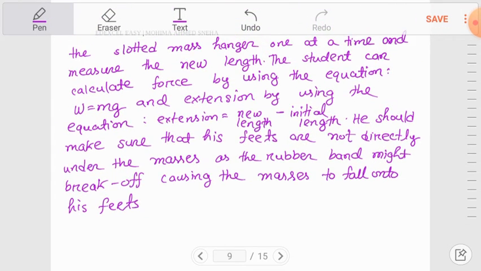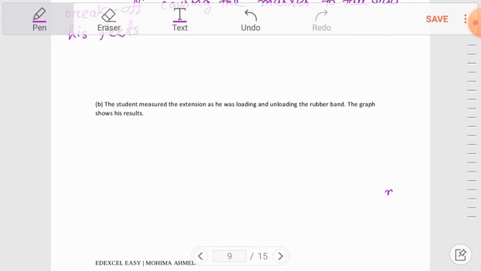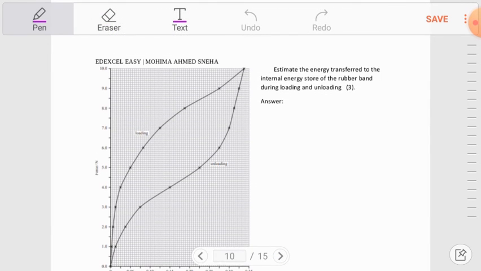And with this, our question number 3A ends. I hope it was clear. Moving to question number 3B. The student measured the extension as he was loading and unloading the rubber band. The graph shows the results. So this is the graph, and here it says to estimate the energy transfer to the internal energy stored in the rubber band during loading and unloading.